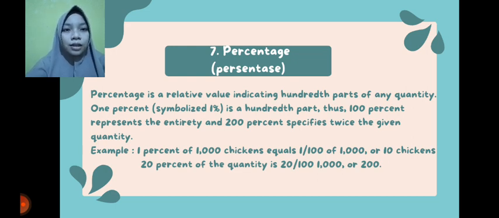Example, 1% of 1000 chicken equal 1/100 of 1000, or 10 chicken. 20% of the quantity is 20/100 times 1000, or 200.